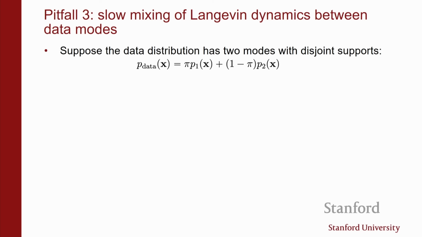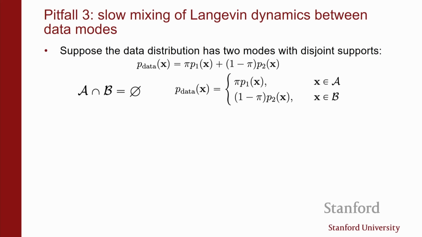And you can see the extreme case here, where you have a data density that is a mixture of two distributions, where the mixture weights are pi and 1 minus pi, but crucially P1 and P2 have disjoint supports. So basically you have probability pi times P1 when you are in A, and you have 1 minus pi times P2 when you are in B. So there's two sets, they are disjoint, and you have a mixture of two distributions with disjoint supports. Think of a mixture of two uniform distributions with two disjoint supports.